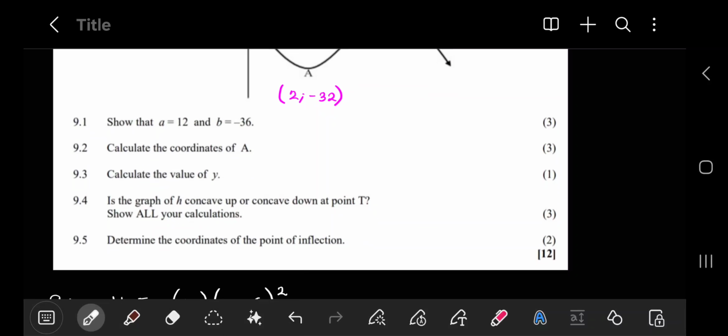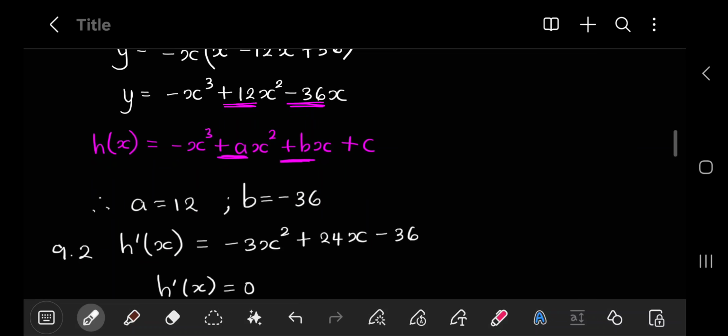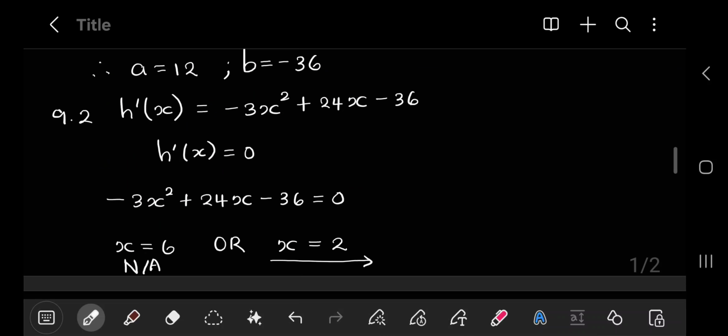Question 9.4 says, is the graph of h concave up or concave down at point T? Show all your calculations. So how do we do this? Whenever we talk about concavity, immediately you guys should think about the second derivative. So let that be our starting point. Let's get the second derivative, then we can discuss from there what needs to be done. Now we already have the first derivative, which is here. We are going to differentiate that to get the second derivative.